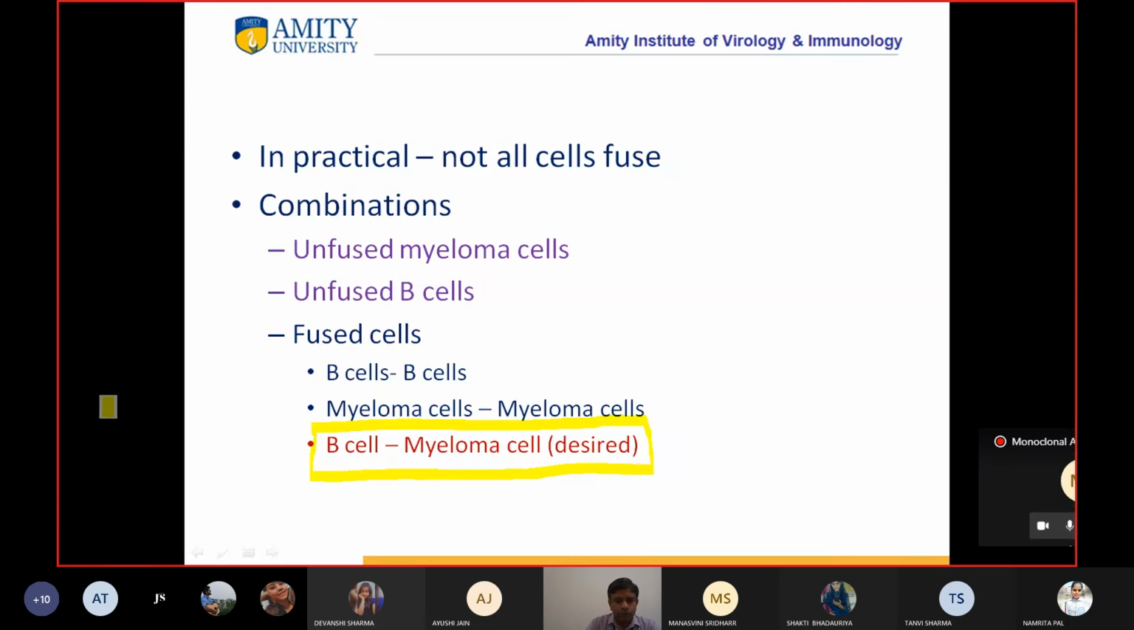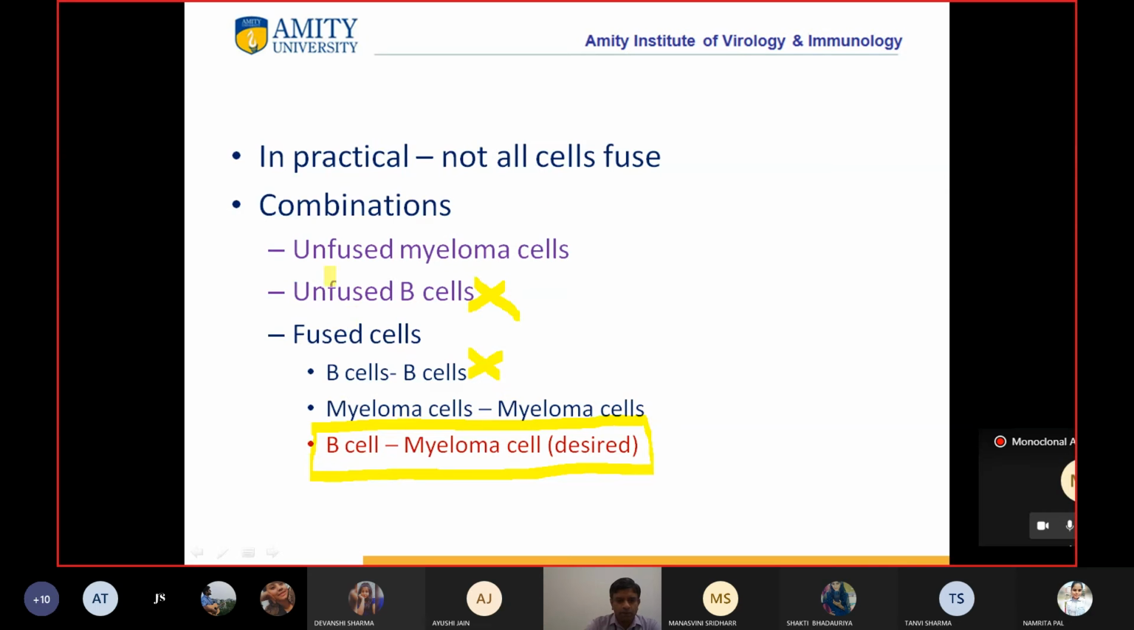Now students, B cells are normal B cells, and you know every cell has a lifespan. So the B cell, after its lifespan, will die. So we are not worried about the B cells. They will die. B cell-B cell fusions will also die, because these are normal B cells. They have a lifespan, after which they will die.